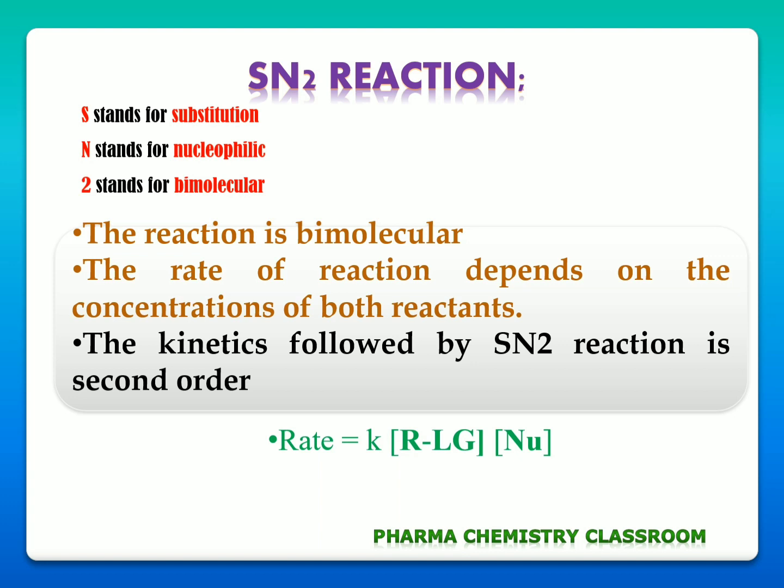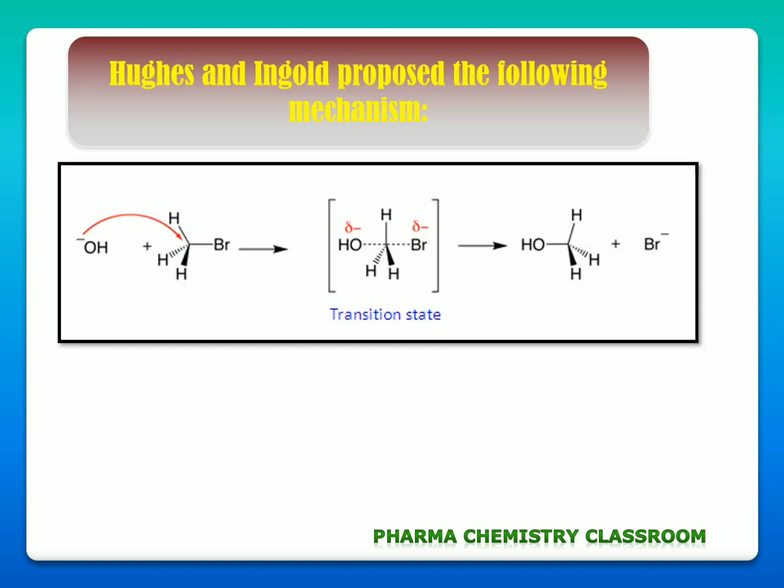So you can see here, rate is equal to K into concentration of alkyl halide and concentration of nucleophile. Now we will see the mechanism of SN2 reaction, which was proposed by Hughes and Ingold.